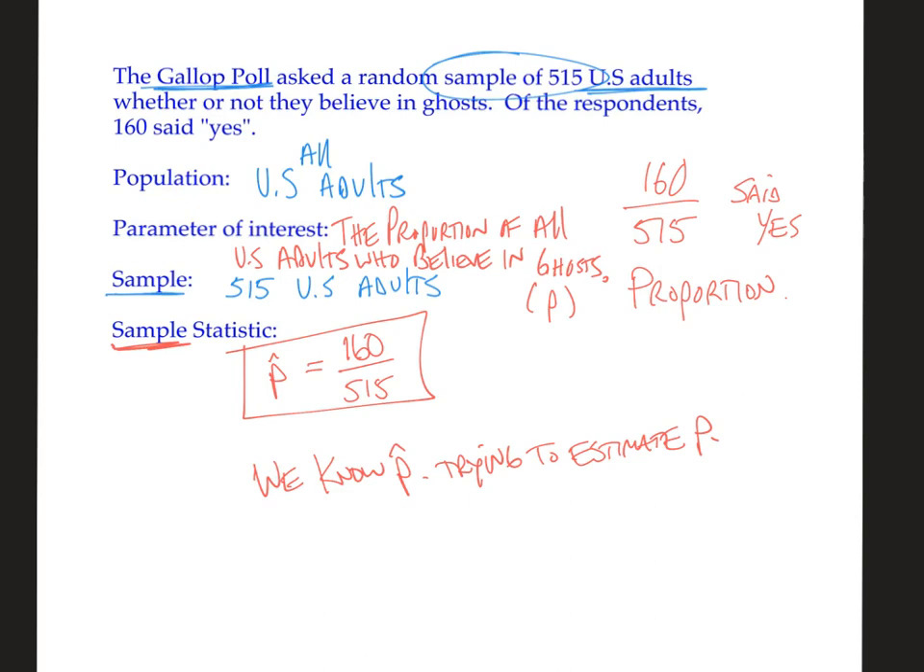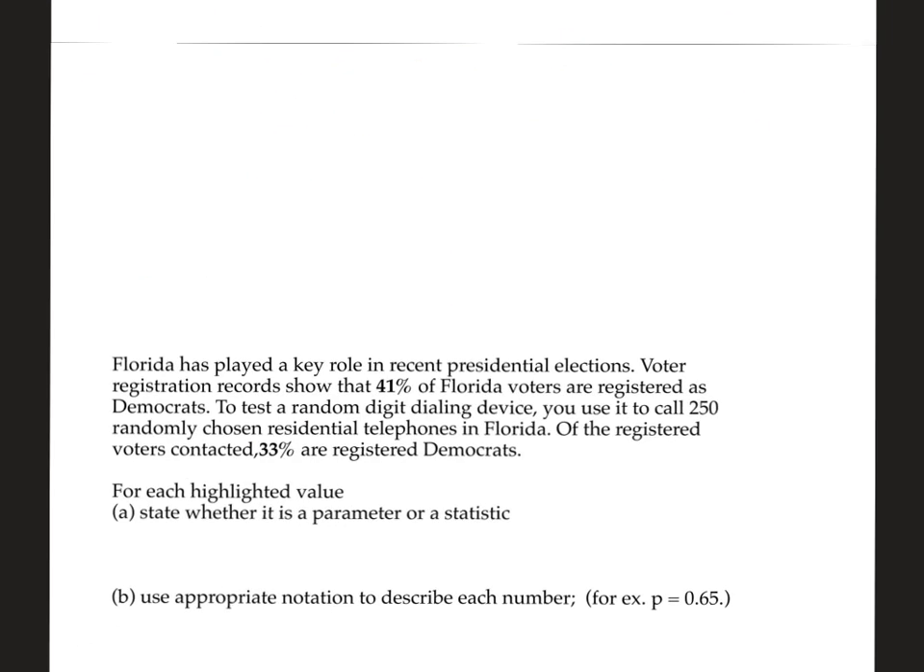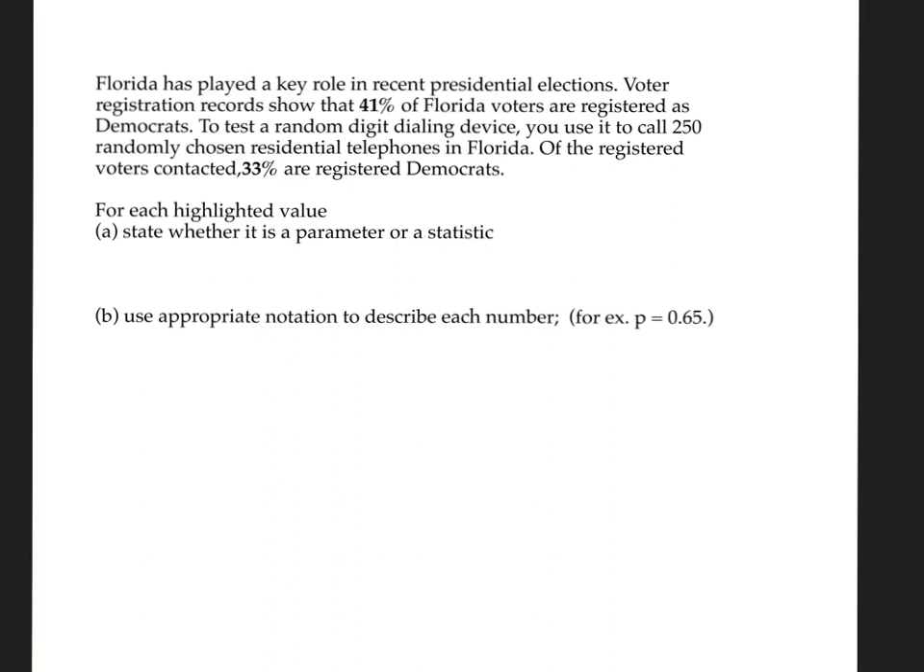And lastly, one last problem. You're going to have homework problems just like this. So Florida has played a key role in recent presidential elections. Voter registration records show that 41% of Florida voters are registered as Democrats. To test a random digit dialing device, you use it to call 250 randomly chosen residential telephones in Florida. Of the registered voters contacted, 33% are registered Democrats. So for each highlighted value, so this value right here and this value right here, we have to figure out which one is a parameter and which one is a statistic.